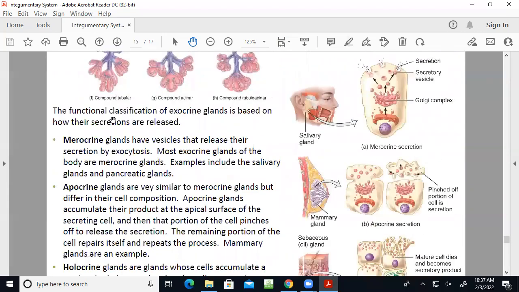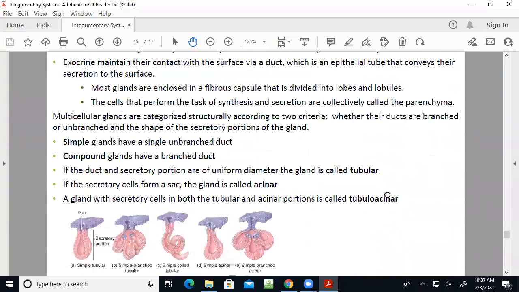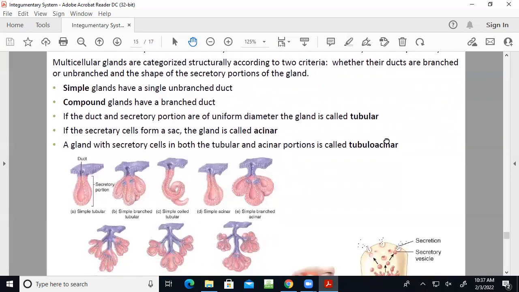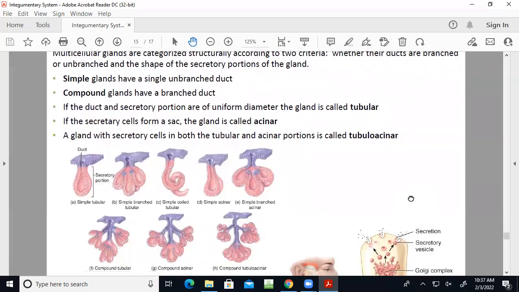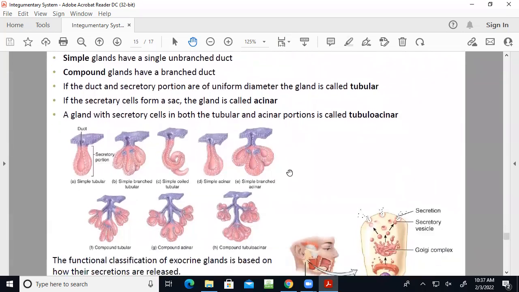And then at the bottom, we're going to talk about how we functionally classify them. We classify them structurally according to two criteria: whether their ducts are branched or unbranched, and the shape of the secretory portions of the glands. Looking at our illustrations here, we've got 5 and then 3 more. There's 8. Some of these are simple, some of them are compound.